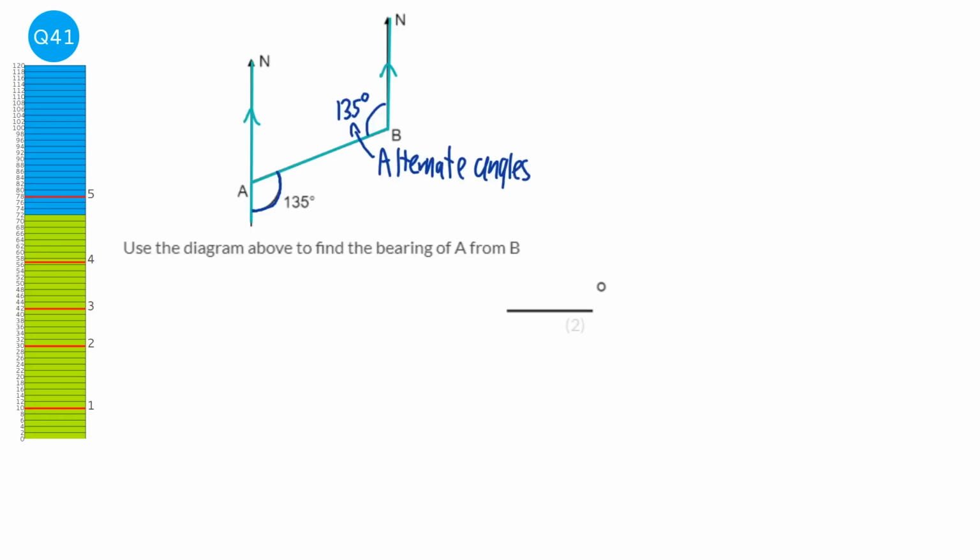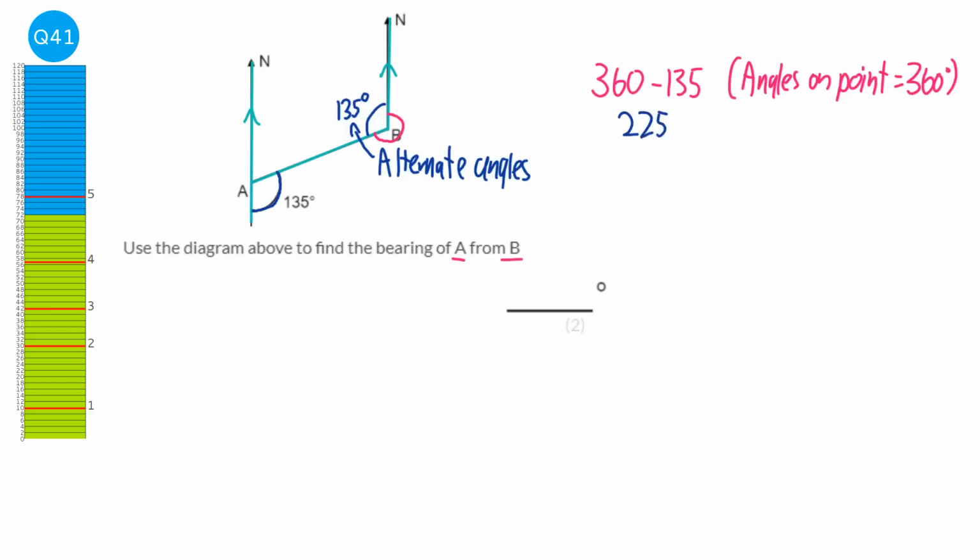And we know also that angles on a point add up to 360, so this red angle represents the bearing of A from B. And so to find this angle out, what we're going to do is just 360 take away 135. And the reason for that is angles on a point equal 360 degrees. And when we work that out, we get the answer of 225. So our bearing is 225 degrees.